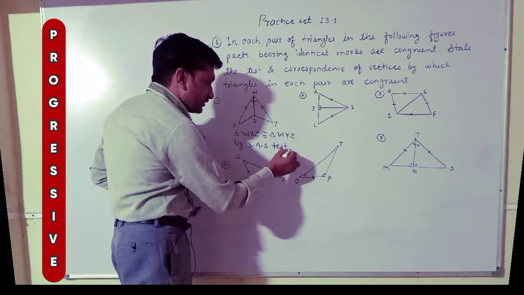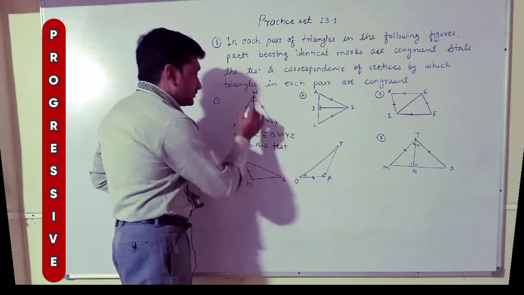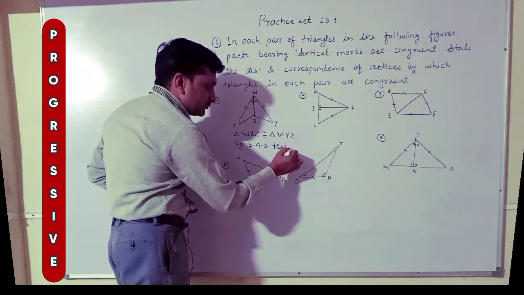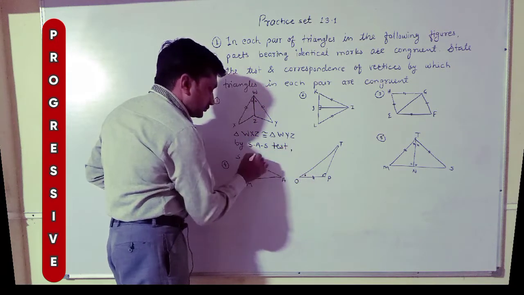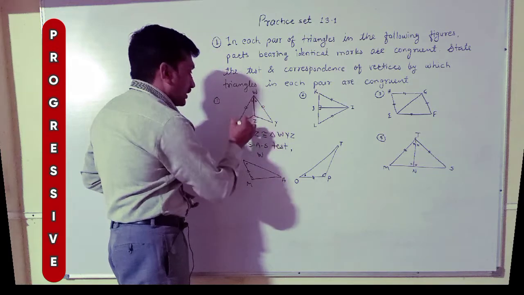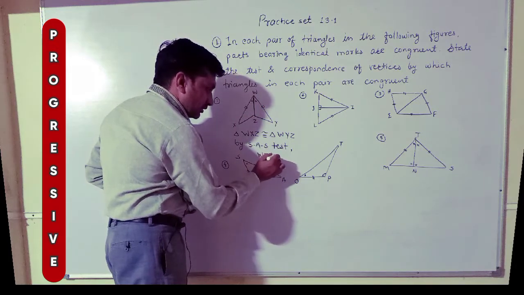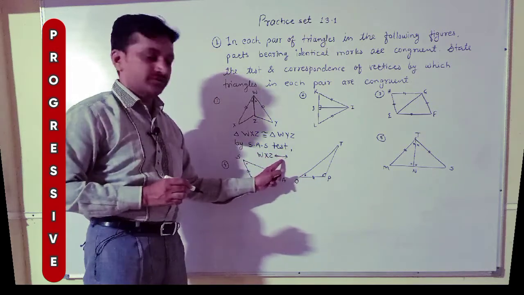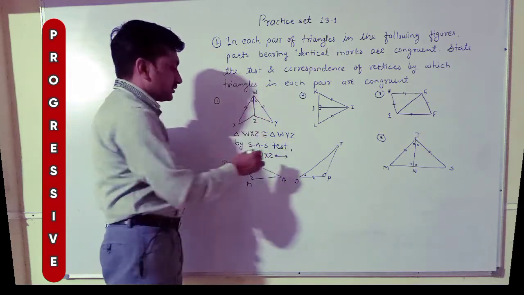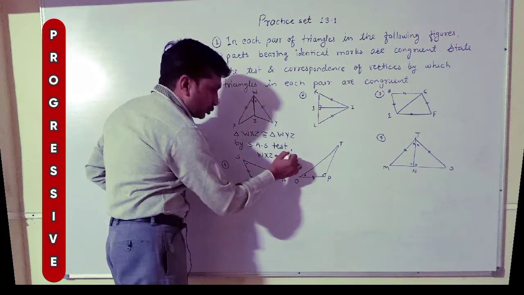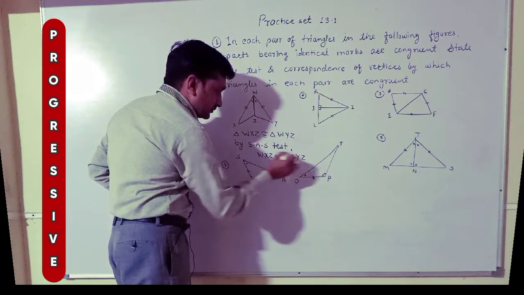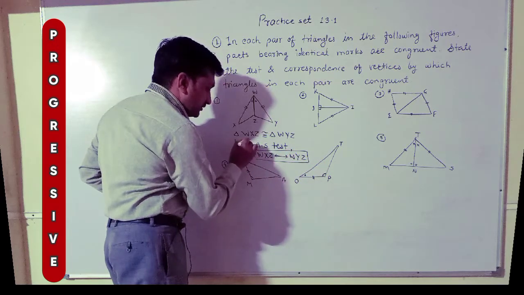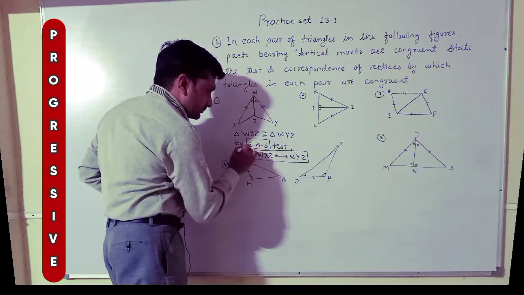Therefore correspondence of vertices we can write as, now WXZ, here I write W X Z corresponds to, now this is the sign of correspondence, WXZ corresponds to WYZ. In this way we have to write the answer. This is correspondence and this is the test.